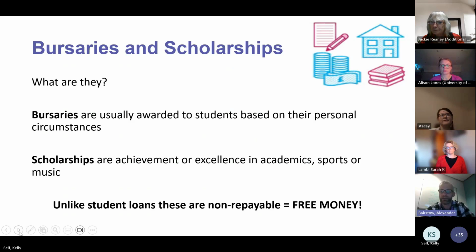Whereas you think about the DSA or student support in terms of loans, that's the same wherever you go, if you like, whereas the bursaries and scholarships will be specific to the institution that you go to. So if you've got an institution in mind, it's well worth getting in touch with them to look at what specific bursaries and scholarships they offer that you may be eligible for. Thanks, Kelly.